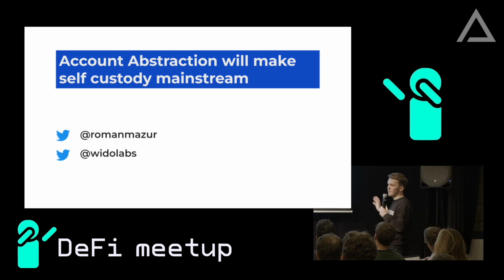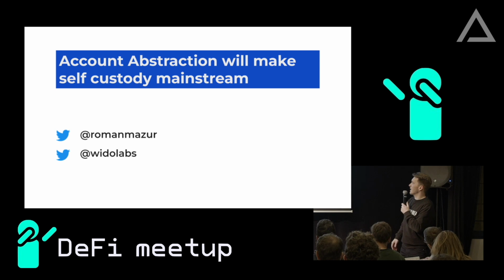The key thing I would like you to take out of this talk is that account abstraction is going to make self-custody mainstream. It's the technology that is needed for building recovery mechanisms for seed phrases. Basically, what we know from custodians, we can build that natively on the chain and let users self-custody without the pain of keeping the seed phrase in their pockets. Thank you.